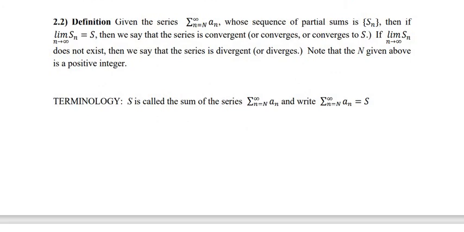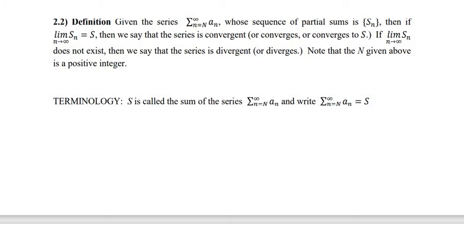Given a series sigma an, and if its sequence of partial sums is Sn, then if limit n tends to infinity Sn is equal to S, we say that the series converges or the series is convergent. If the limit of the sequence of partial sums does not exist, then we say that the corresponding series is divergent or diverges.